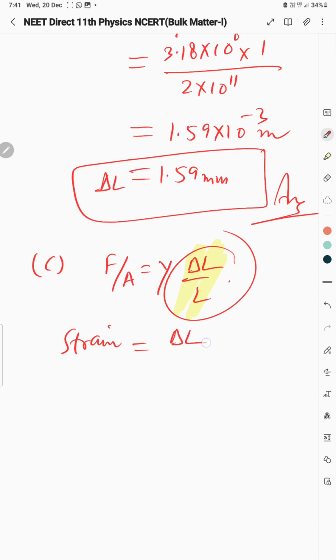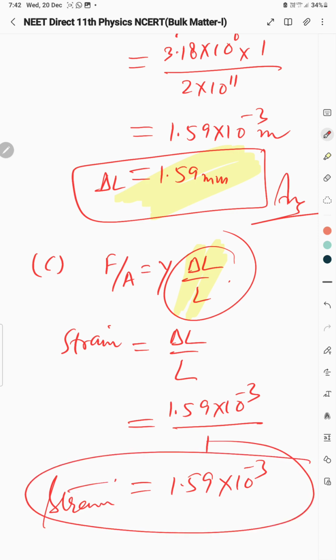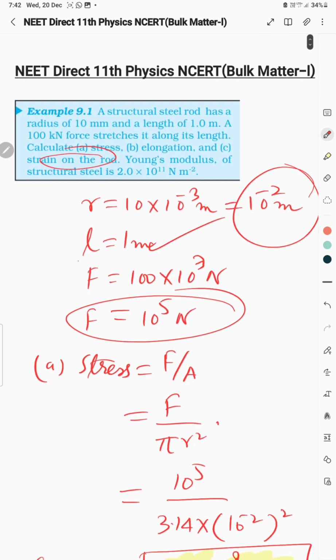Strain is delta L by L. Delta L, I've just computed, 1.59 millimeter, or you can say 1.59 10 power minus 3 meters divided by length, which is 1 meter. So it is 1.59 10 power minus 3. All right, so this is the strain, and in this way we have found all the three parameters which were supposed to be found in this problem, right?